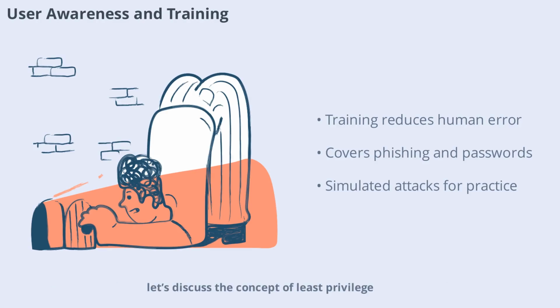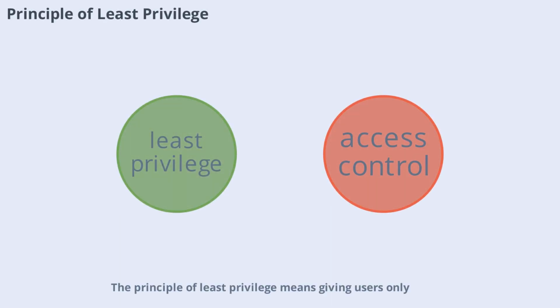Next, let's discuss the concept of least privilege. The principle of least privilege means giving users only the access they need to do their jobs, nothing more. This limits the potential damage if an account is compromised. For example, a receptionist shouldn't have access to sensitive financial records. Applying this principle helps contain security breaches and protects critical data.